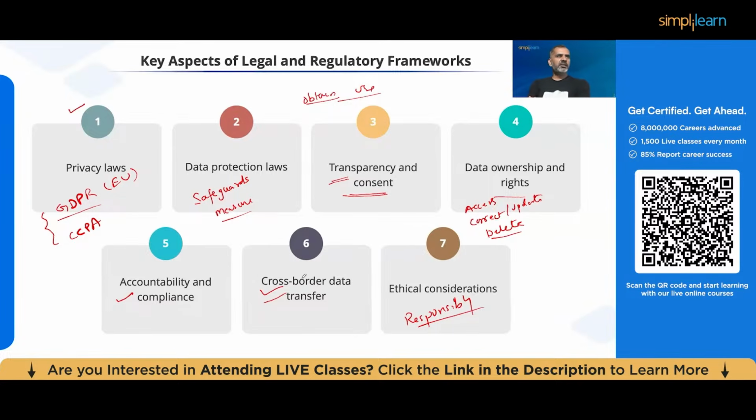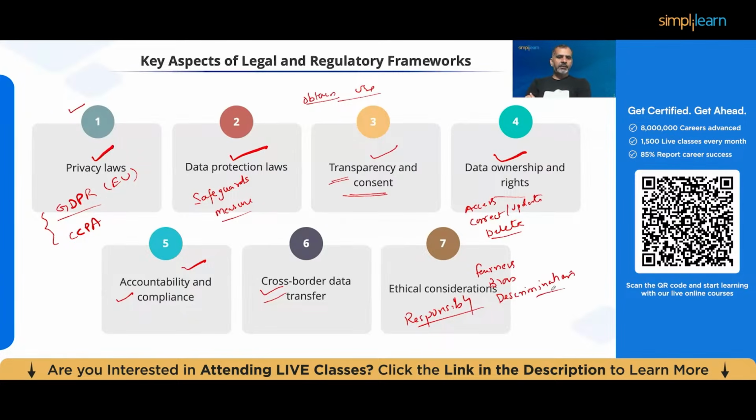So the major key aspects of any legal or regulatory framework are these seven: privacy law, data protection law, transparency and consent framework, data ownership law, accountability and compliances law, cross-border data sharing law, and finally some ethical considerations regarding fairness, bias, and discrimination.